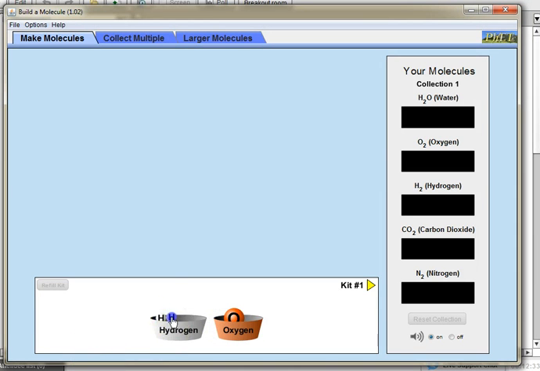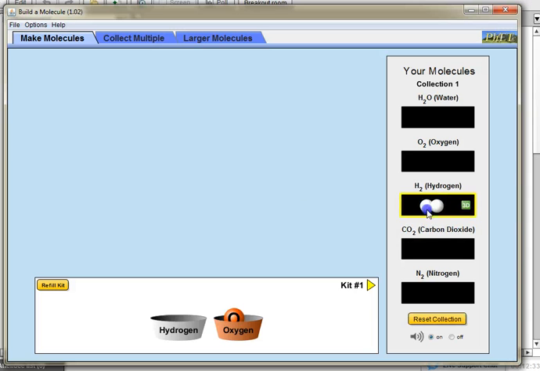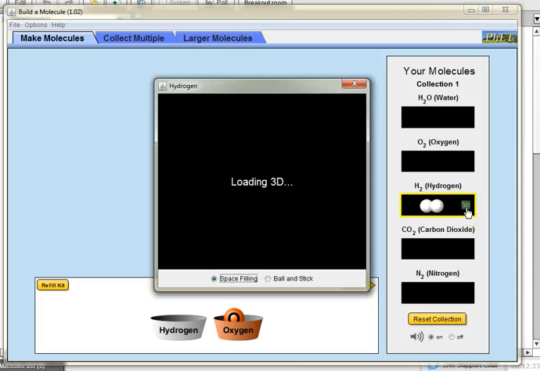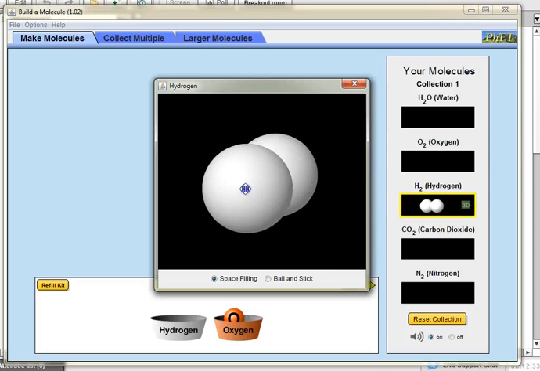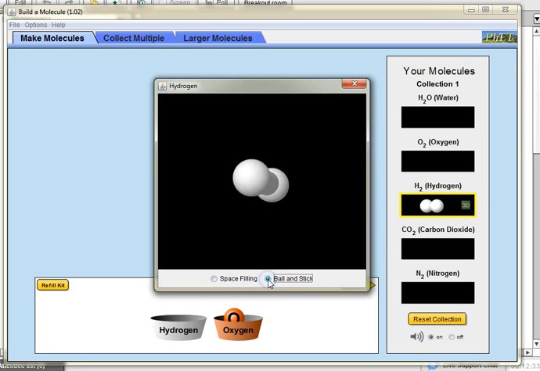Let's take one hydrogen, and we can drag another hydrogen. What do you get? You get a hydrogen molecule. We can actually see the shape of the molecule if you click on the 3D button. You can also click on the ball and stick model.